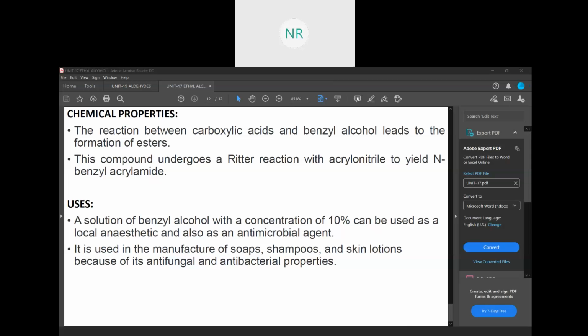So guys, this is your 17th unit, ethyl alcohol. So I've told you, right, these are all very, very small units. Okay, so it is very easy for you to read this. But just don't make the mistake that only reading is enough. Write and see the reactions 10 to 15 times. Okay, so then only you'll get an idea how to write reactions, how equations are balanced, and so on.